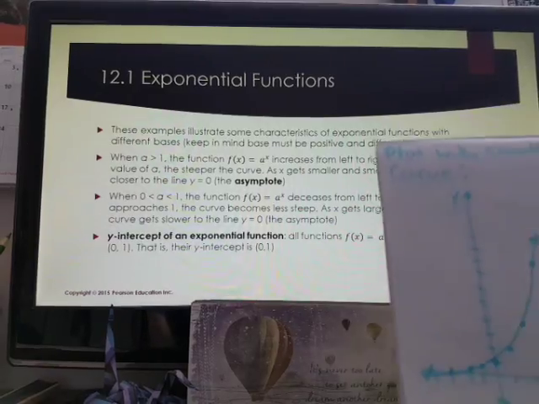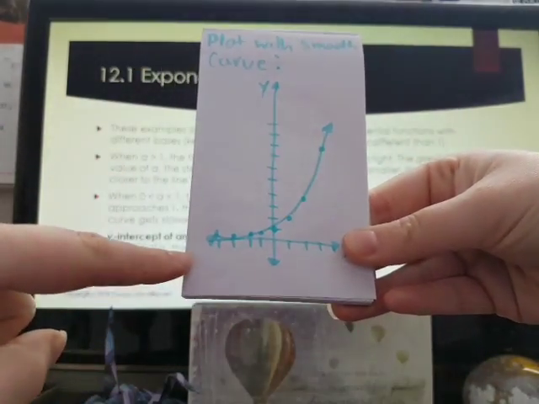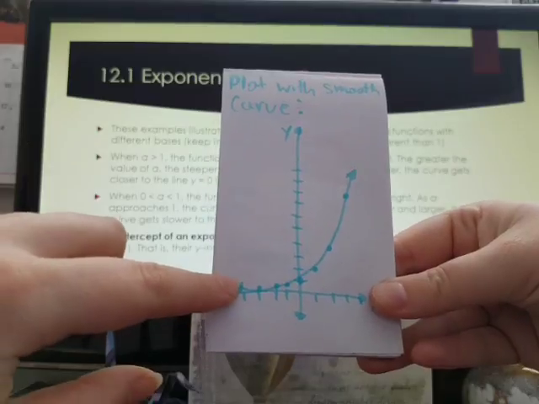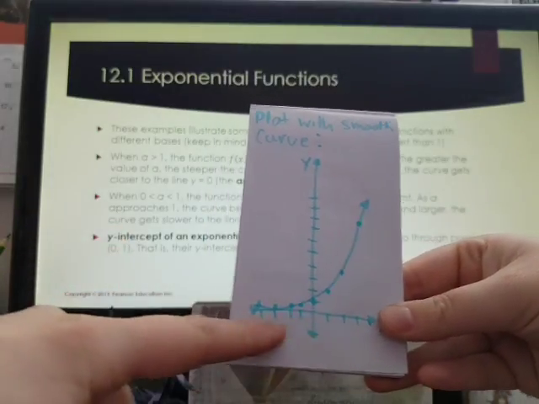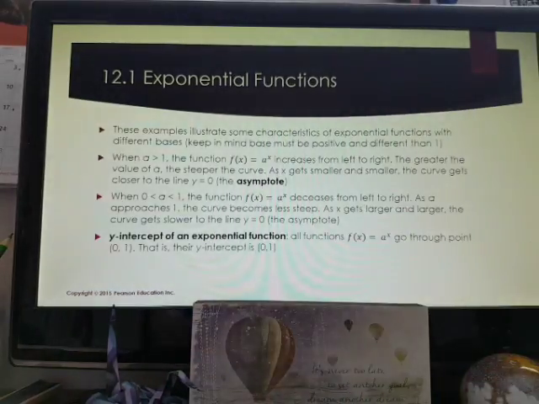And as x gets smaller and smaller, like we see in our little graph here, the curve gets closer to the line y is equal to 0, the asymptote. So it's always going to get closer to this x-axis.